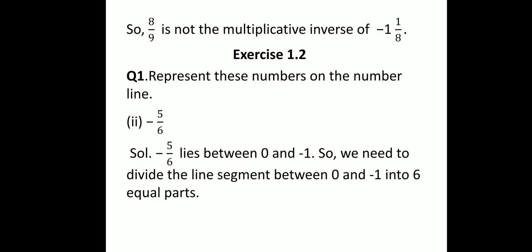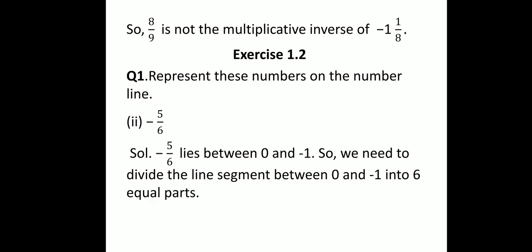So as we know, on the number line, to the left of 0 negative numbers are there, and to the right of 0 we need to take the positive numbers. So minus 5 over 6, as it is a negative rational number, will lie to the left of 0, and it will lie between 0 and minus 1.